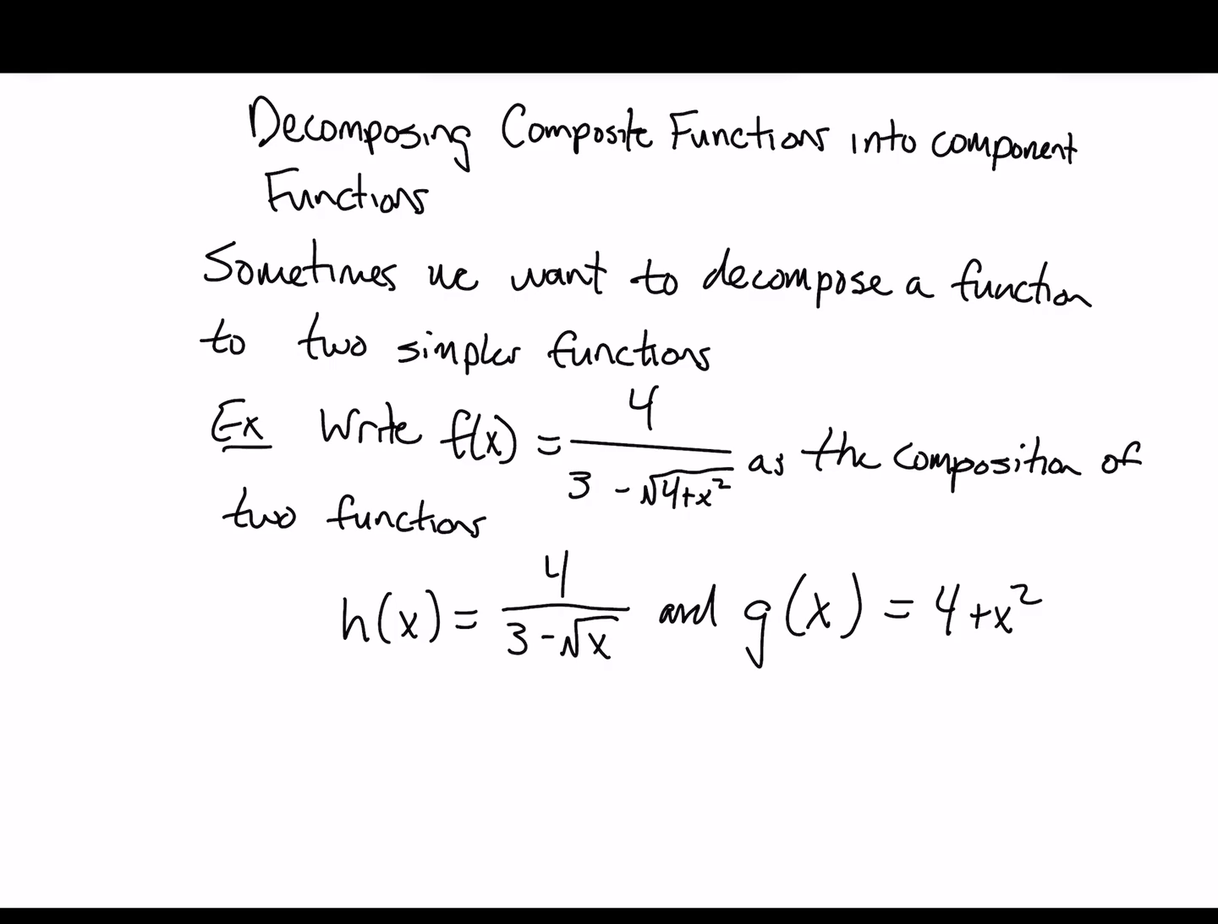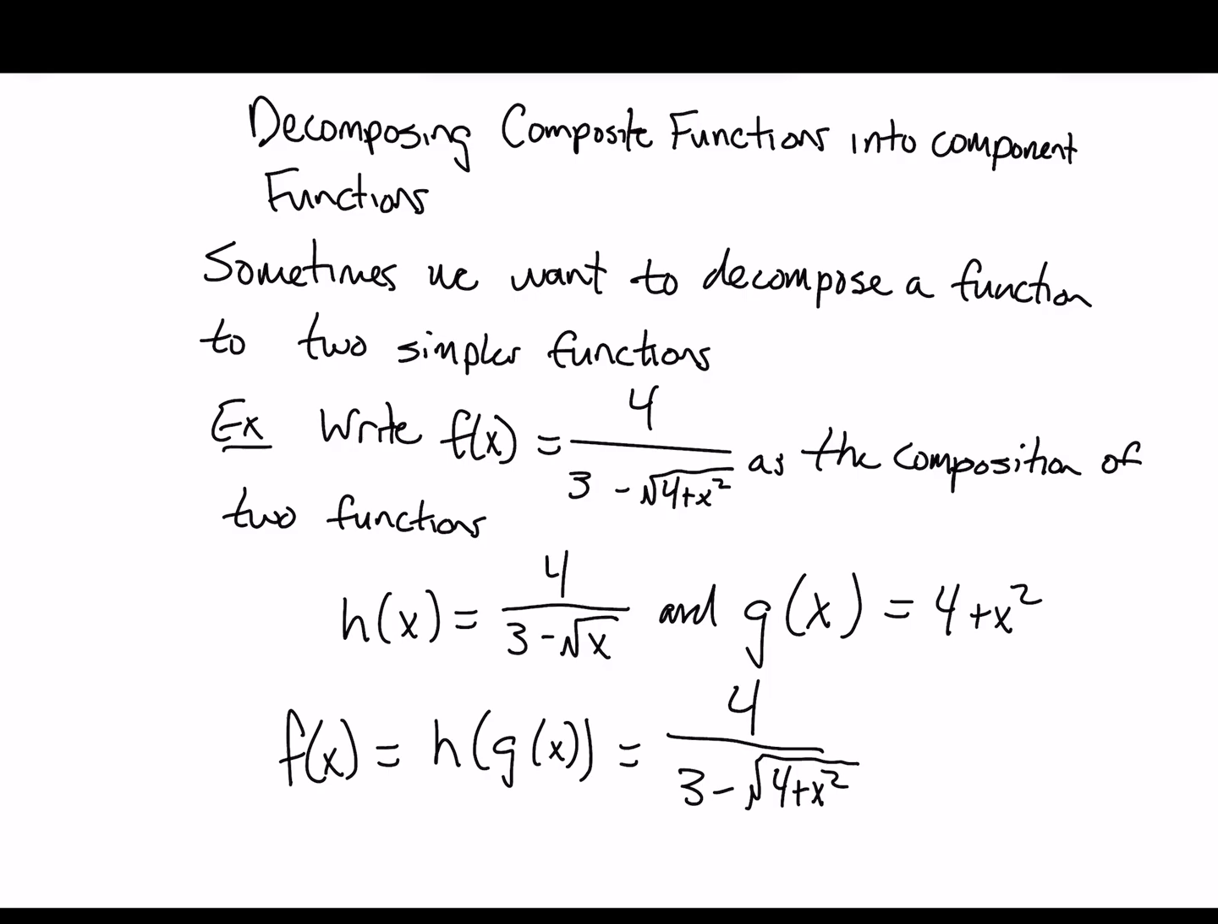So we can create a composition of functions where we get our original function f. So how can we do that with these two functions? Well, we can rewrite f of x as h of g of x. In other words, we can plug in the 4 plus x squared stuff, g of x, into h of x. So 4 over 3 minus, everywhere we see an x, we plug in g, so 4 plus x squared, which is the same as f as we started. So h composed with g of x is equal to f of x.